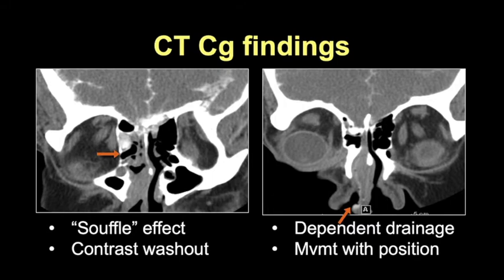Additionally, in the image on the right, which is several slices anterior to the image on the left, there is dependent drainage of contrast into the right nasal cavity, confirming a leak, keeping in mind the patient's prone position on these images. So one can often see movement of the high-density fluid in position from the prone to the supine images, which can help to confirm the free leakage of contrast.